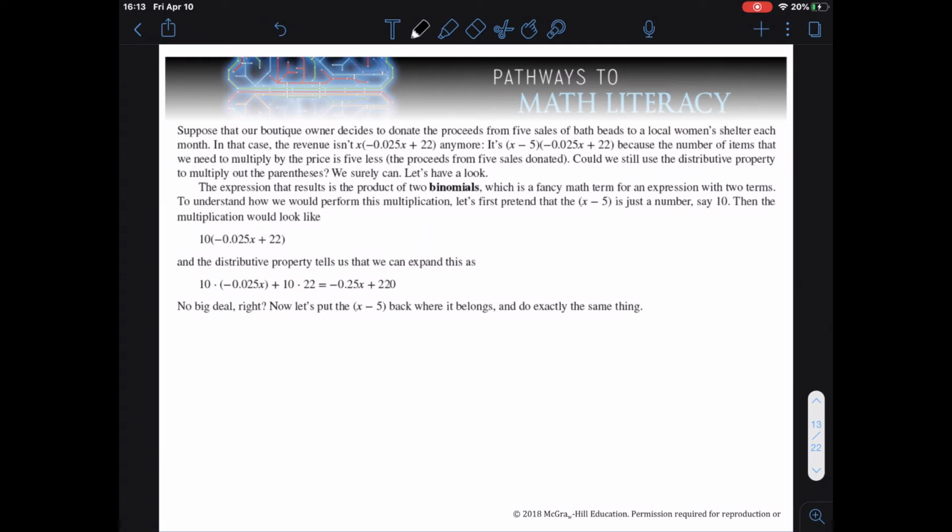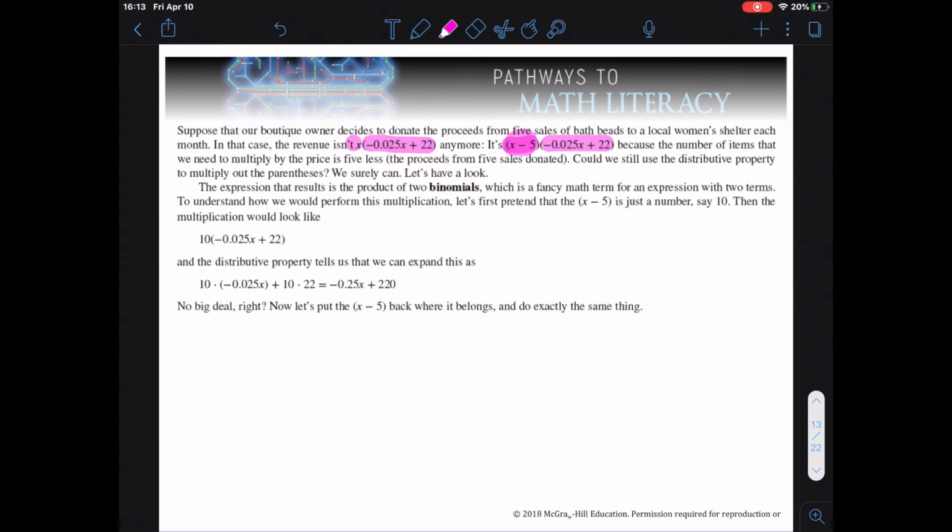Now what if we do something different? Maybe we decide we're going to donate the proceeds from 5 sales of the bath beads to a local shelter each month. So in that case, our revenue is no longer the number of jars multiplied by the price. I've really lost 5 jars, so I have x minus 5 that I'm making money off of. The price is still the same per jar, I just have fewer units. So because of this, we need to be able to multiply it, but how can we do that with these two different things going on?